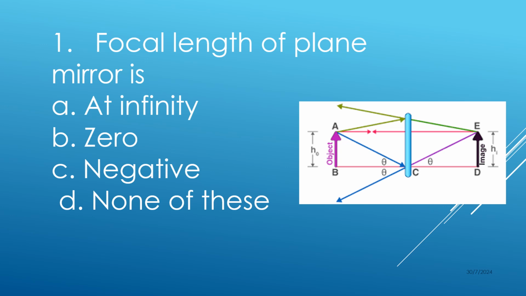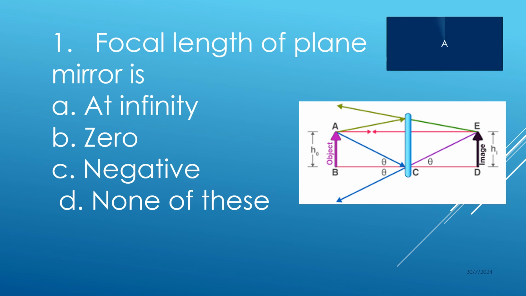First MCQ: the focal length of a plane mirror is. Light is energy made of small particles called photons. Options: at infinity, zero, negative, none of these. So the correct answer is A. At infinity, the focal length of a plane mirror is, as you can also see in the diagram.